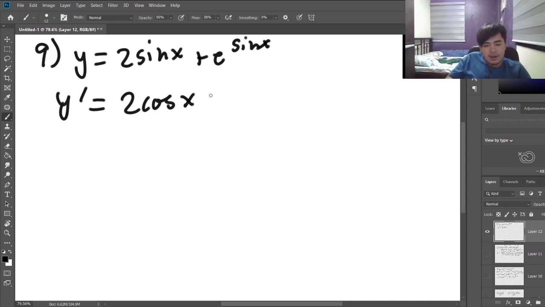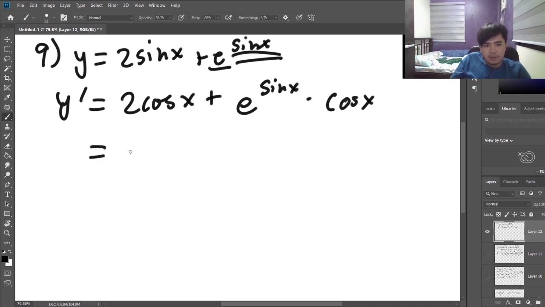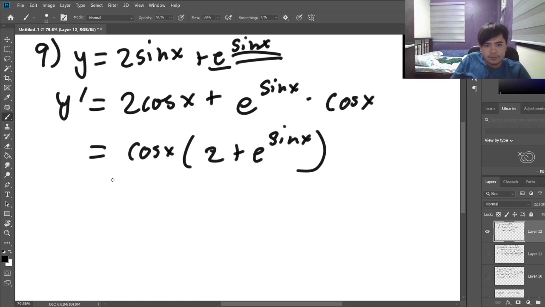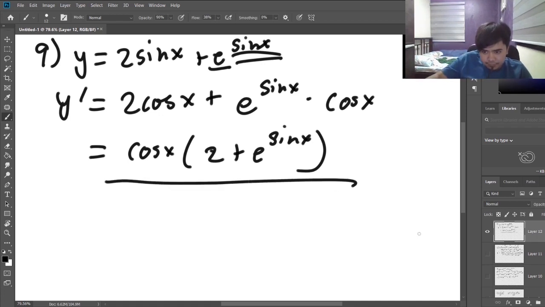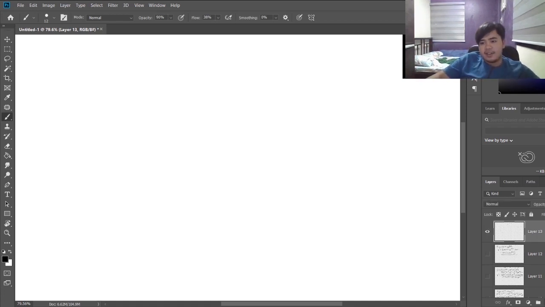For this one, first we need to find the derivative of e, and then of sine x, then x. So e to the sine x first, multiplied by the derivative of that, which is cosine x. Let's group this together so it looks clean. So cosine x, and then 2 plus e to the sine x. That's the answer. Now, question 10.